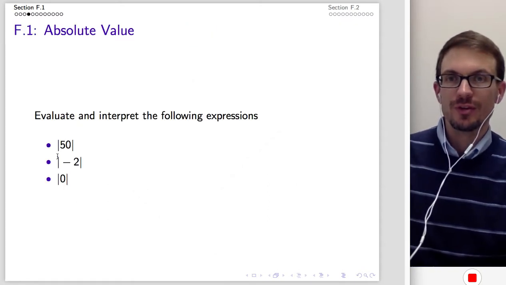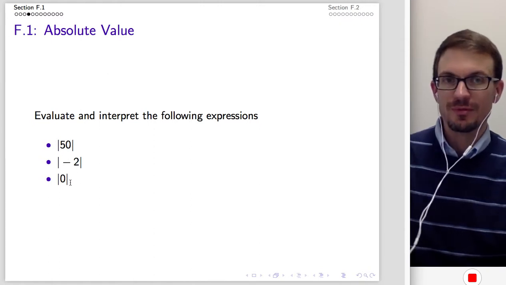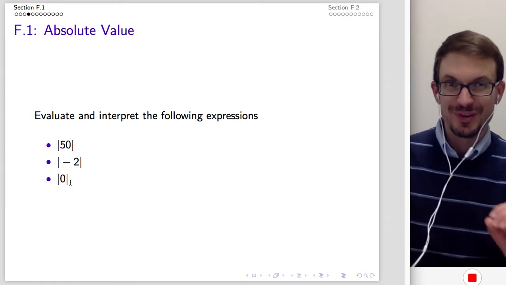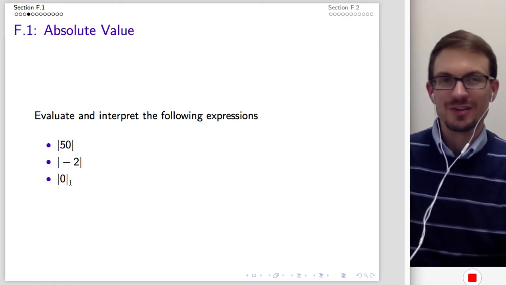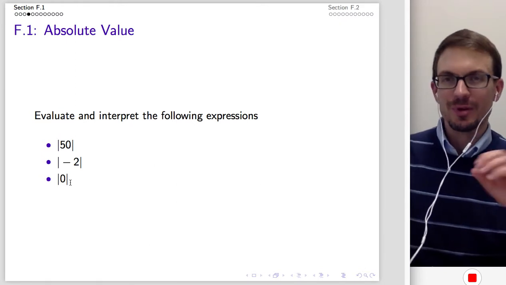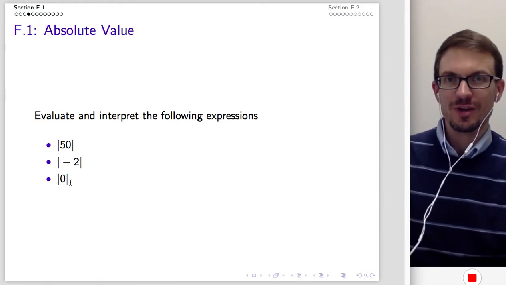Okay, so evaluate and interpret the following expressions: absolute value of 50, absolute value of -2, and absolute value of 0. So stop the video and think about the interpretation. You can look at this and kind of know these all have to be positive, but think about the interpretation in terms of the distance.